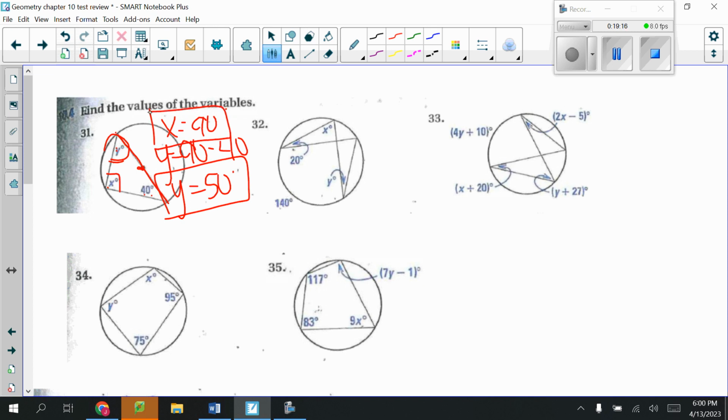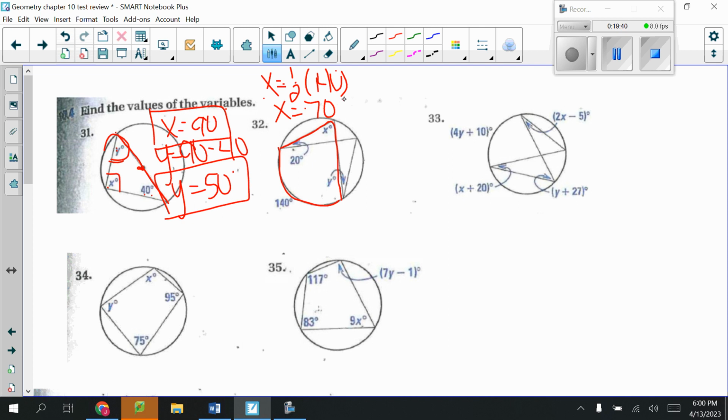Number 32, I have angle x in there. It intercepts this arc, 140. Remember that my inscribed angle is half my intercepted arc. So 1/2 of 140. So x is going to equal 70 degrees.